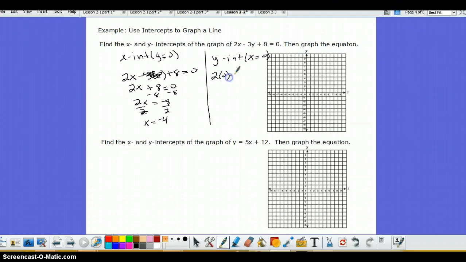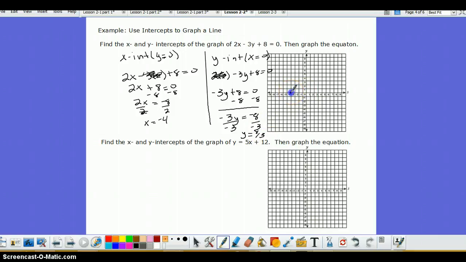So that's 2 times 0 minus 3y plus 8 equals 0. So again, that's 0, so it goes away. So I have negative 3y plus 8 equals 0. Again, subtract 8. So negative 3y equals negative 8. Divide by negative 3. And y is equal to 8 thirds. Which, if you think about it, 3 goes into 8 twice. That would leave us with 2 left over, so it's going to be almost 3, but not quite.